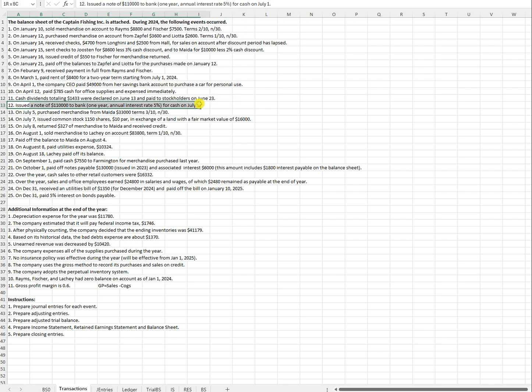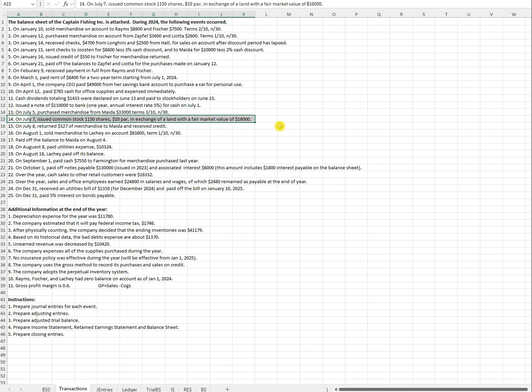Right, number 12, issued a note to the bank for cash on June. This is a typical borrowing transaction in which we increase cash and we credit notes payable. So that's easy to record. Number 13, purchase merchandise again. Okay, that's a typical credit purchase. So we're not going to talk about that.